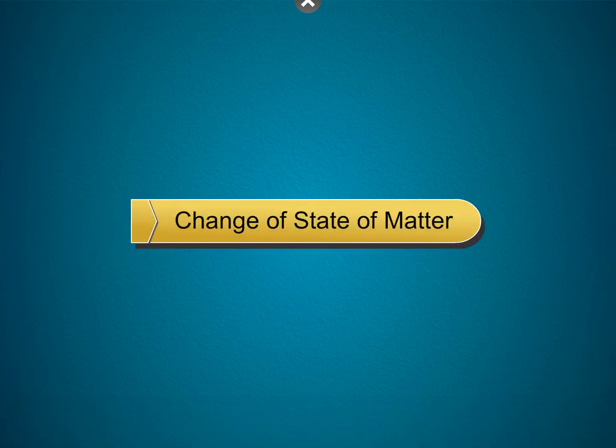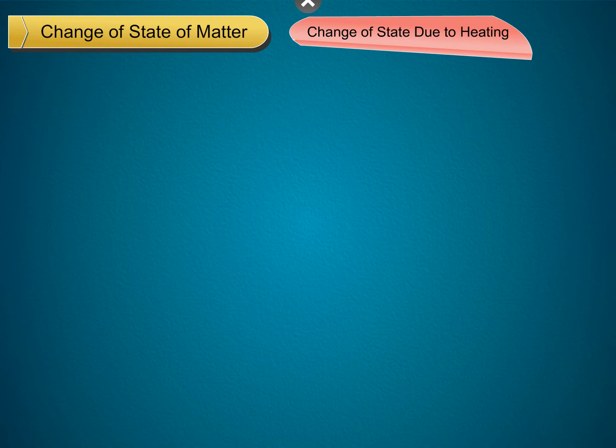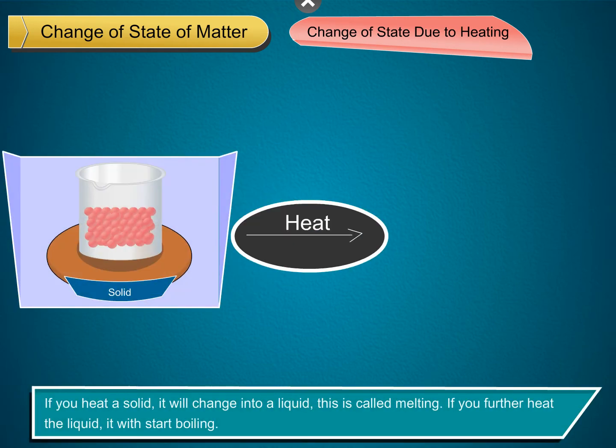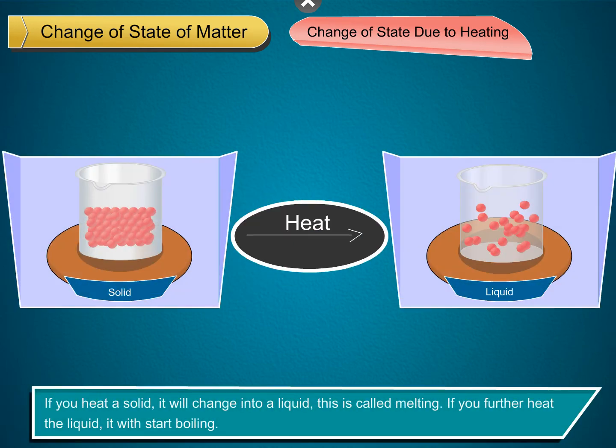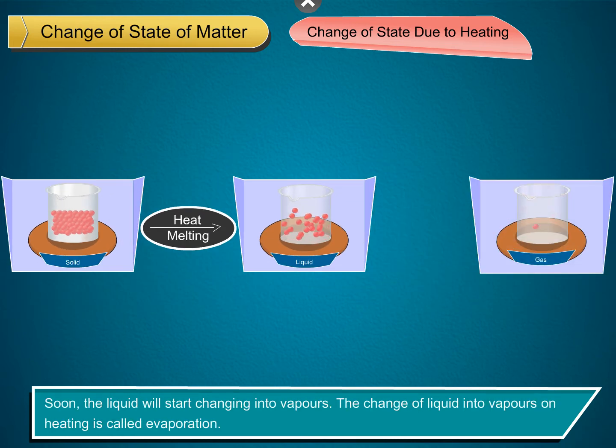Change of state of matter. Change of state due to heating. If you heat a solid, it will change into a liquid. This is called melting. If you further heat the liquid, it will start boiling. Soon, the liquid will start changing into vapours.